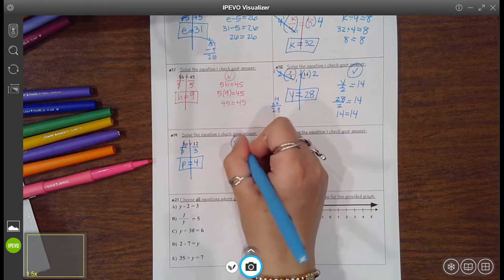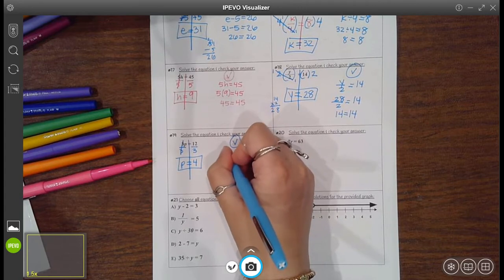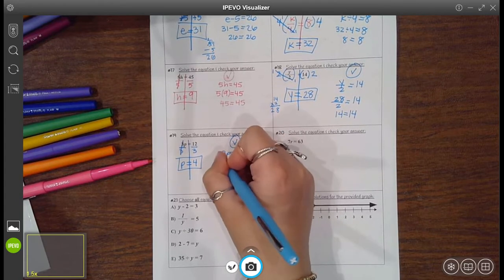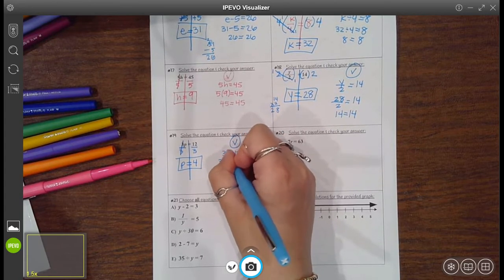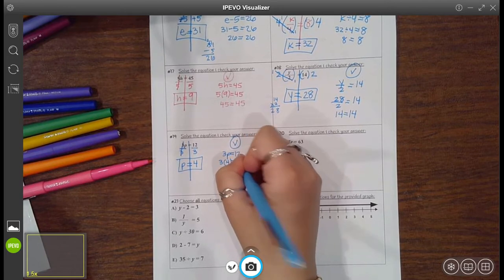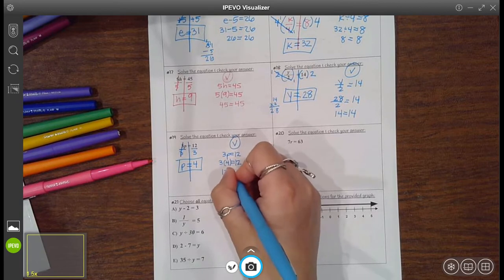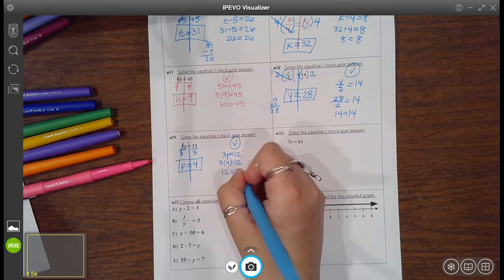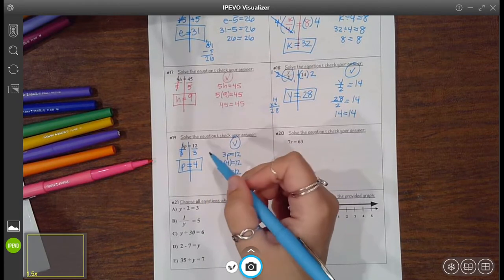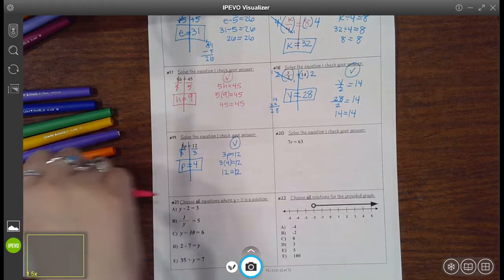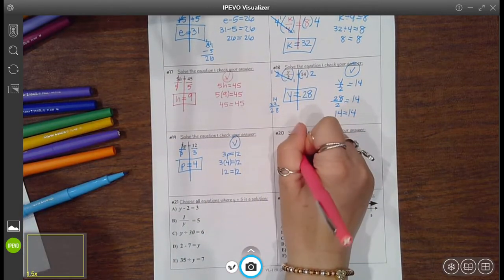Now I'm going to check, and you have 3p equals 12. Substitute in what you think p is. You think it's 4. And then simplify. 3 times 4 is 12. Bring down your equals. Bring down your 12. That's a true statement, so you know that p equals 4 is the right answer.